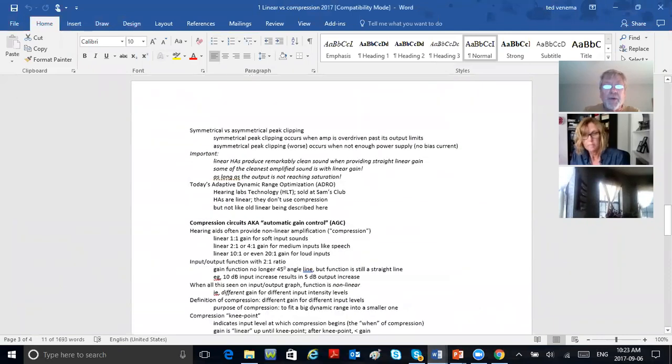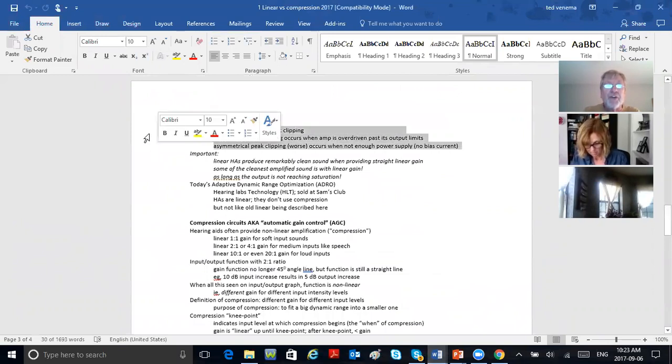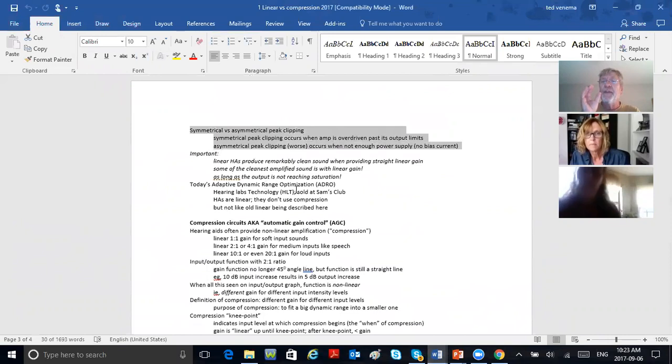We can scroll down. Don't worry about this page here or the top here, symmetric versus asymmetric. Nobody cares, okay? Important, however, is linear hearing aids. When a hearing aid is providing linear gain, that's when it is providing the cleanest, crispest sound. Think of the old 7-Up commercial. Clean, no caffeine. Linear gain is great. When there's nothing else distorting it, it's fantastic.